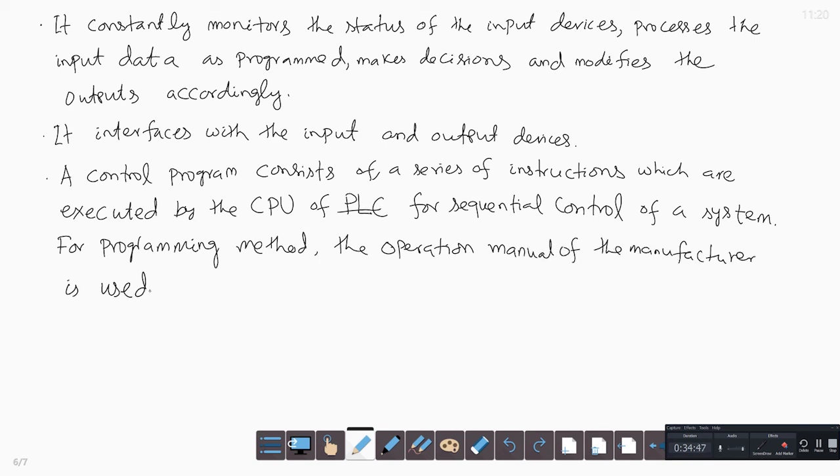The CPU constantly monitors the status of the input devices, processes the input data as programmed, makes decisions and modifies the outputs accordingly. It interfaces with the input and output devices. A control program consists of a series of instructions which are executed by the CPU of the PLC for sequential control of a system. For the programming method, the operation manual of the manufacturer is used.